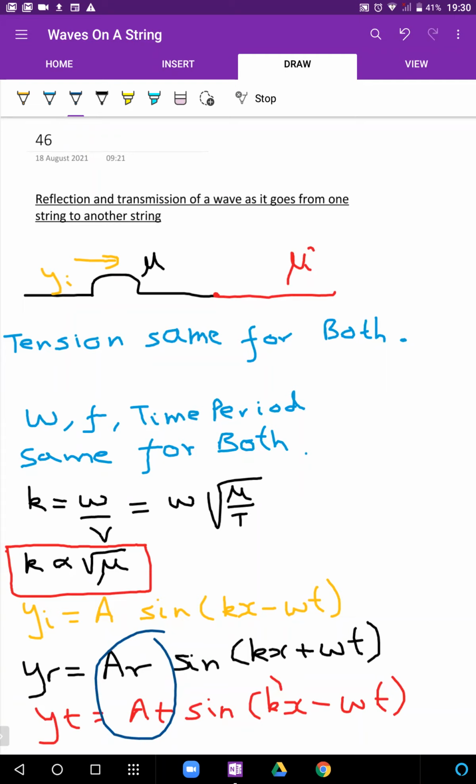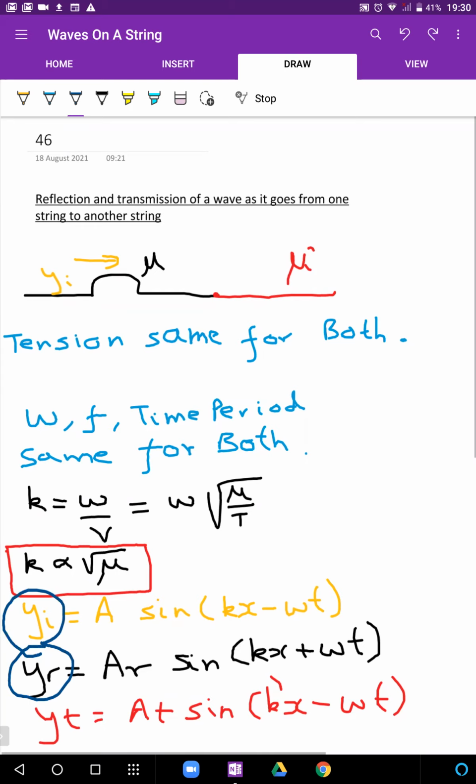दूसरी बात यह है कि sin(kx), now notice the reflected wave is in the same medium as the incident wave. The reflected wave is in the same string as the incident wave. So if it's in the same string, it has the same mu. If it has the same mu, it has the same k. All right. So therefore, reflected wave का wave number exactly same रखूंगा जो incident wave में था. So I'm going to use the same k.